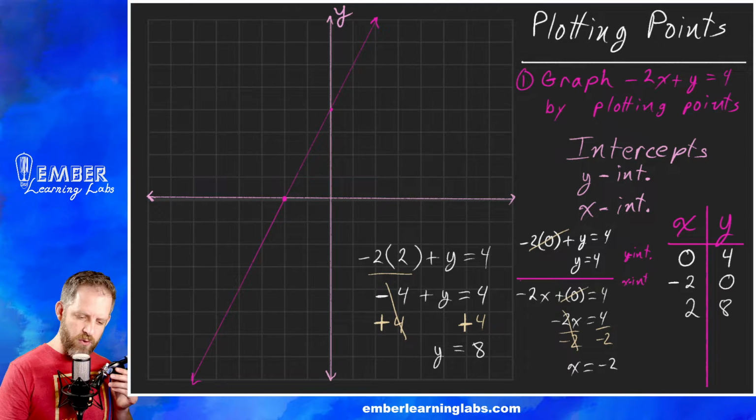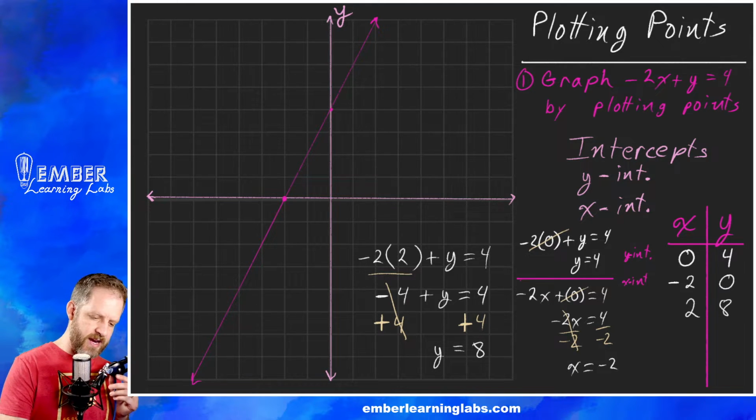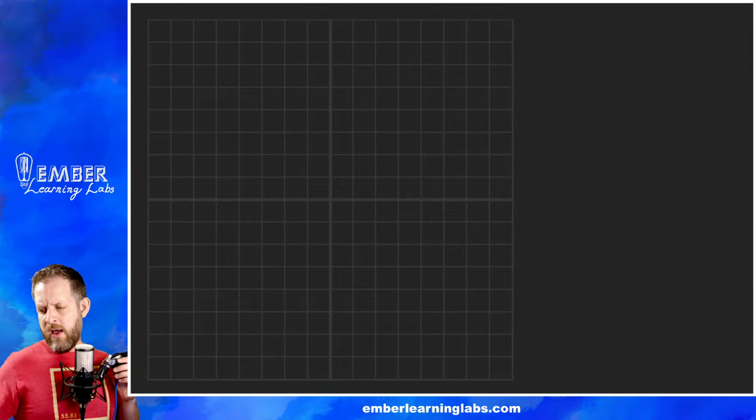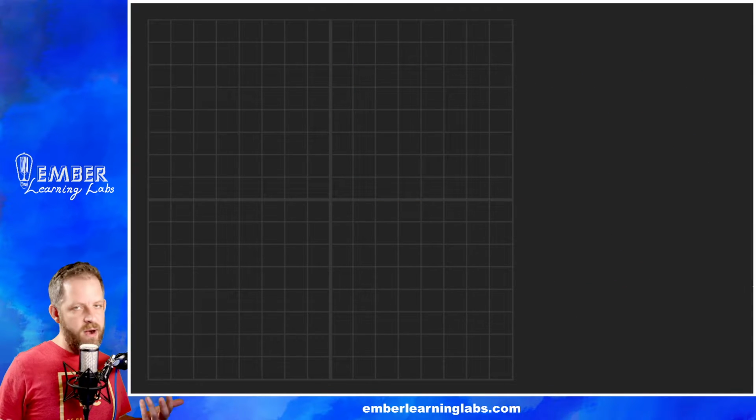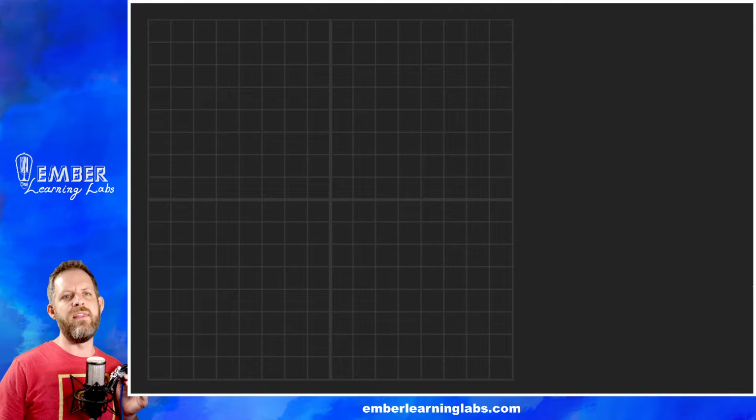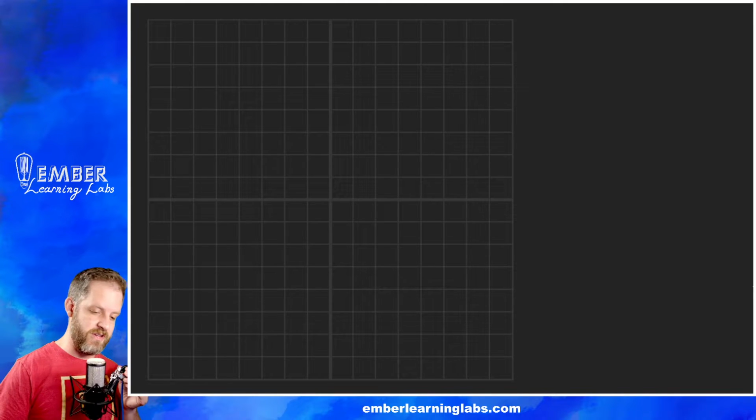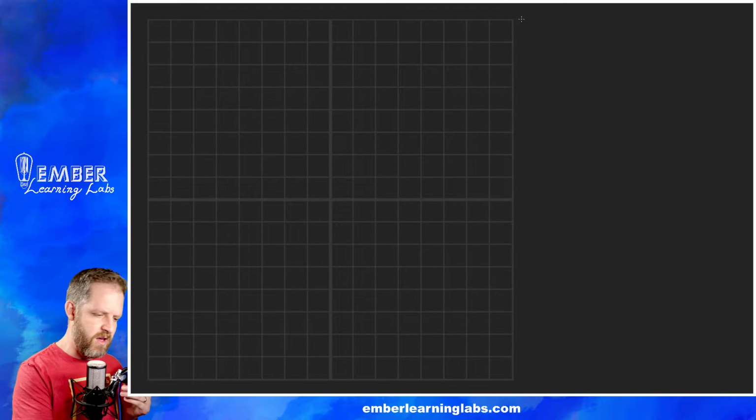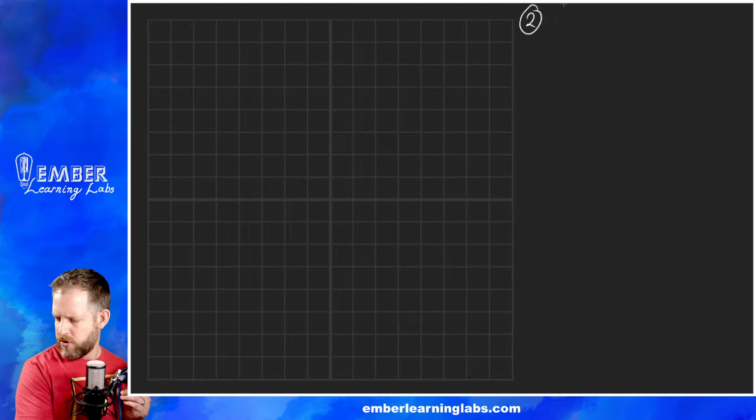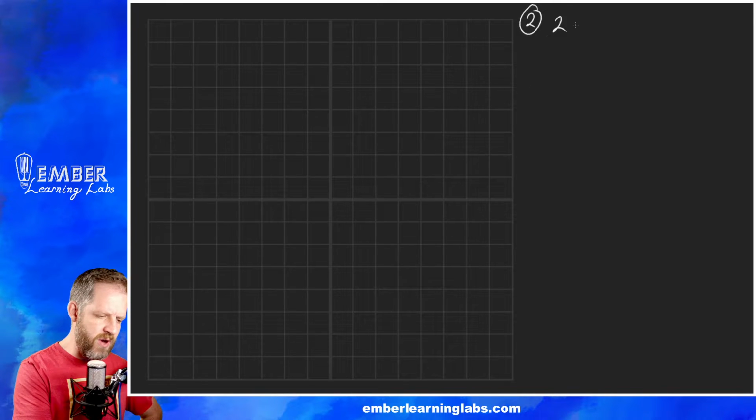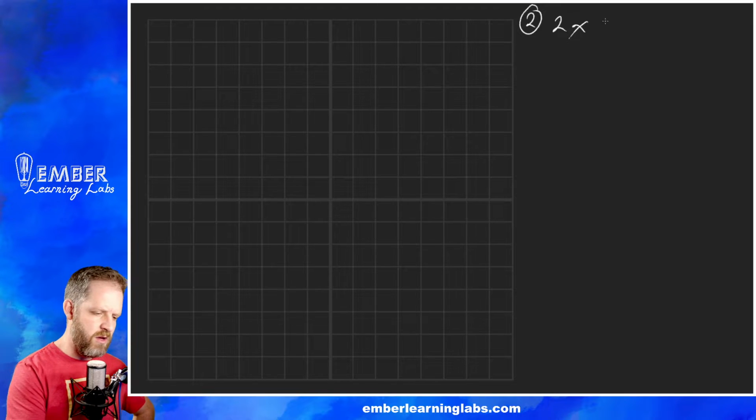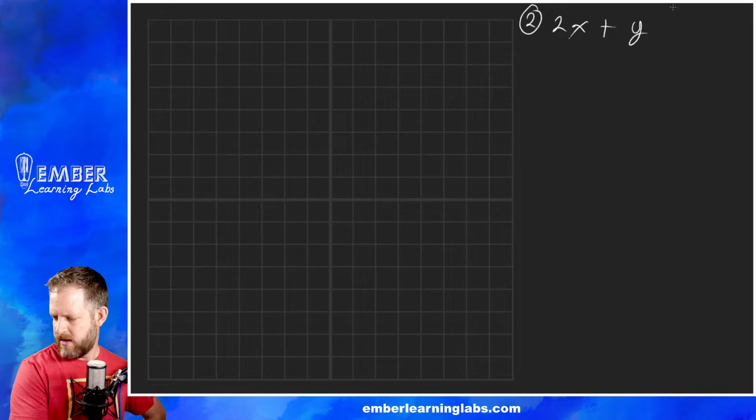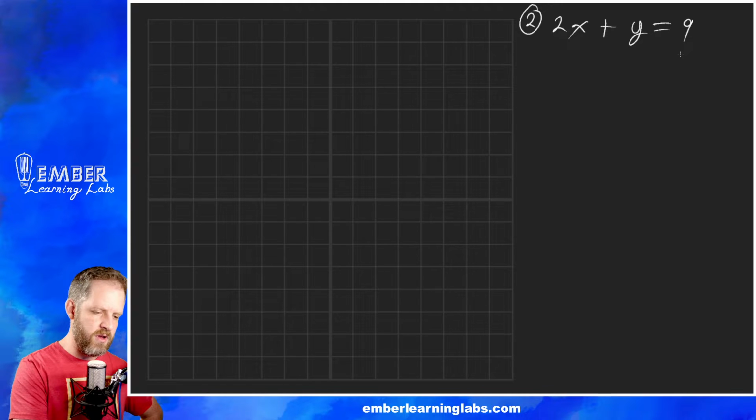Let's do one more example. We're going to do this one a little bit differently. This time, instead of doing the intercepts, we're just going to plot 3 random points. Let's see, where's the one I want to do? There it is. This is example 2. We're going to graph 2x plus y equals 9. So we're going to plot 3 points again. We're going to stick those points on, connect the dots, and then we've got a line.